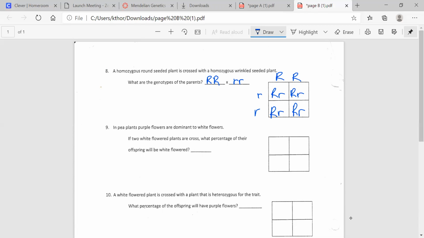In pea plants, purple flowers are dominant to white flowers. So purple, and white. If two white flower plants are crossed, what percentage of their offspring will be white? So it looks like we're going to have homozygous recessive crossed with homozygous recessive. That would be 100%. You cross two whites, they're going to be white.